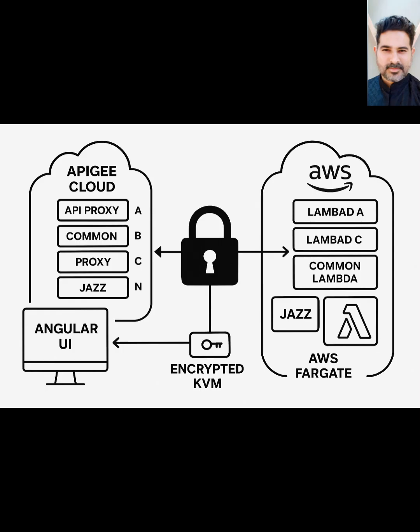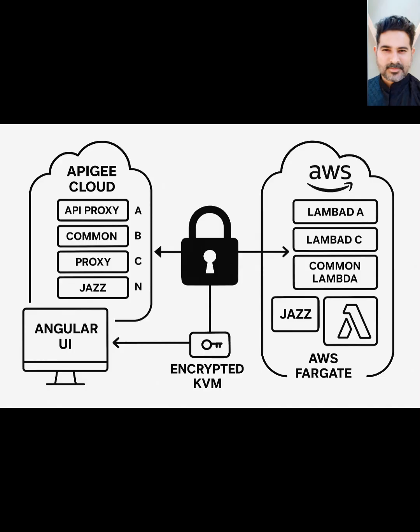Let's break it down. On the Apigee Cloud side, left: API proxies, A, B, C. These are the entry points for the Angular UI, acting as a facade by abstracting the backend logic. Common proxy manages shared functionality like authentication, authorization, logging, and rate limiting. Encrypted KVM, key-value map, securely stores sensitive data, like API keys and authentication credentials, required for backend communication. JAS, an internal system involved in data processing or transformation before the request moves to AWS Fargate.